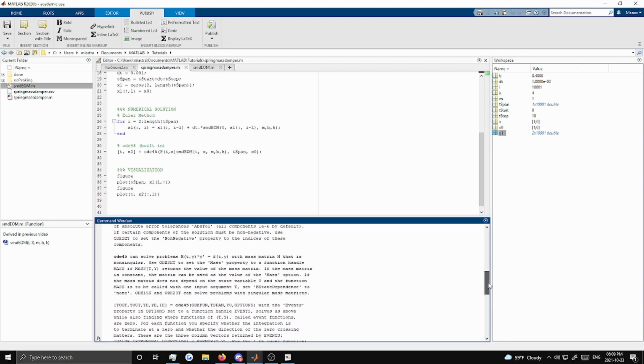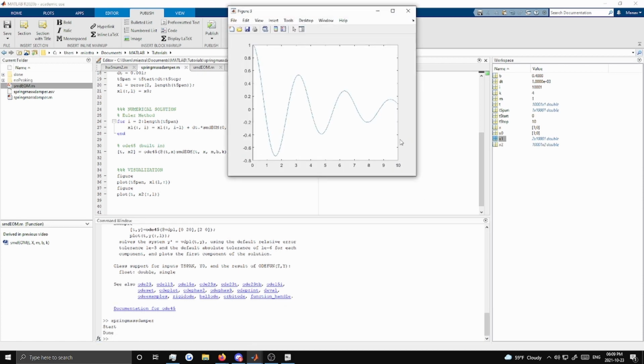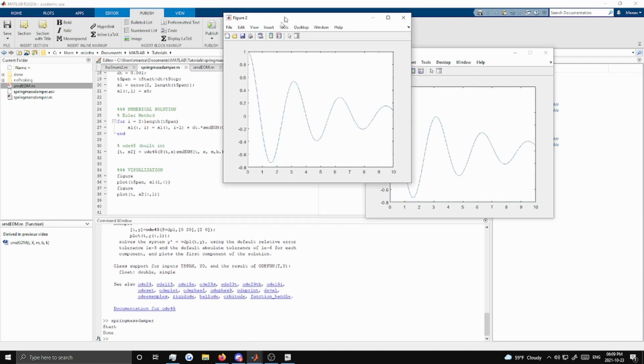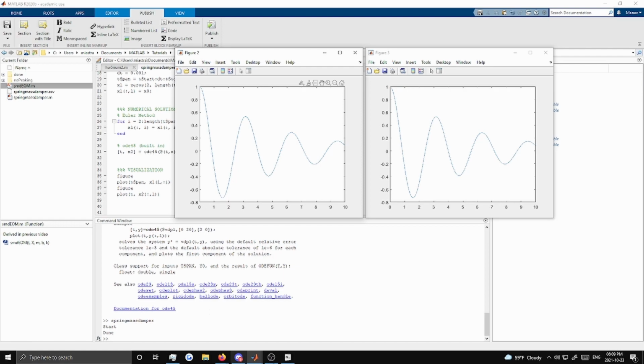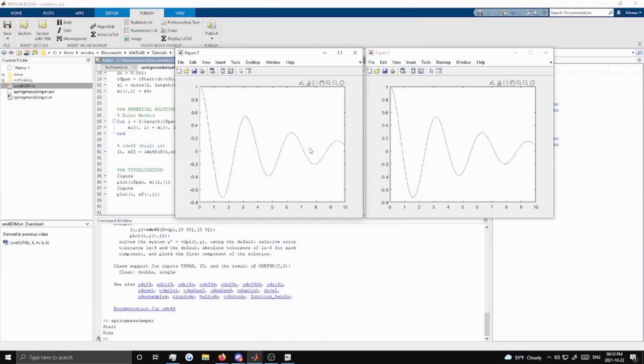Anyway, now that we have our solution set up, we can just go to spring mass damper, and we can see that we have multiple figures created here. So, whoops, I forgot to delete the first figure. This is what we had originally. But as you can see, they're literally the same, right? There's very little error going on between them.